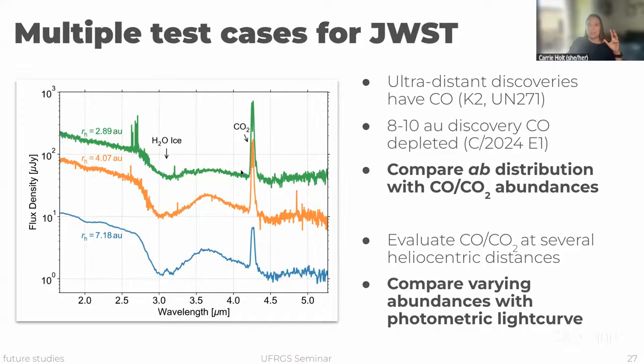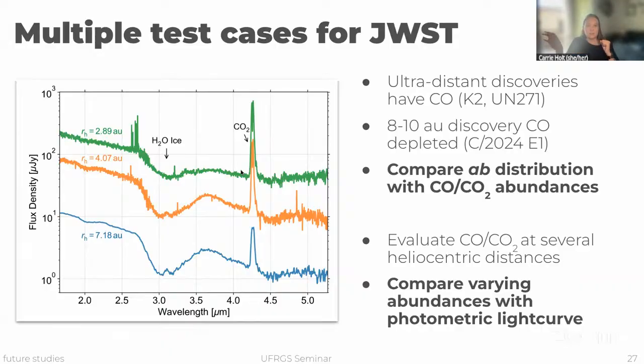So if we get more comets like this, maybe we can see if there's CO, CO2 abundances or these changes, if that has some sort of distribution in our HAB model between that AB distribution. It's also important to look at this value, like the CO to CO2, across varying heliocentric distances because it changes as a comet approaches the sun.